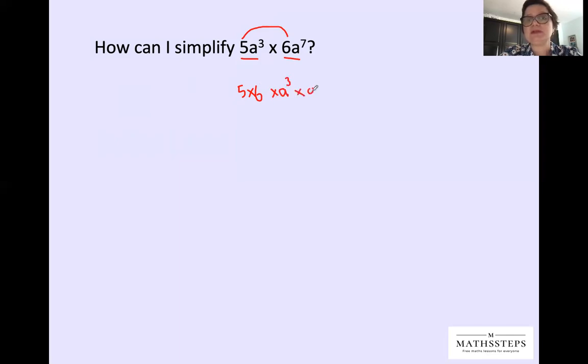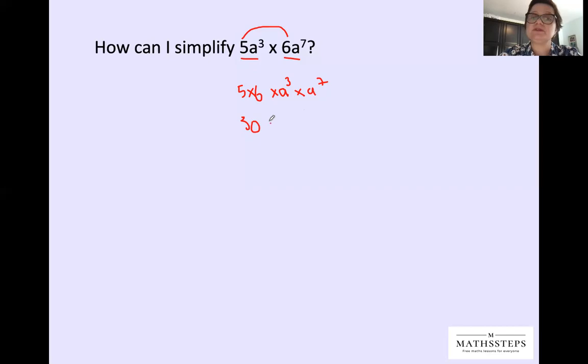Now it looks a bit more clear because we know how to multiply numbers and we know the rule of multiplying terms with the same base and powers. Right, so 5 times 6 is going to be 30. And a to the power of 3 times a to the power of 7. What do we have here? We have two letters to the powers, so we add the powers. Remember the rule I explained in the first video. We add the powers, so 3 plus 7 is 10.